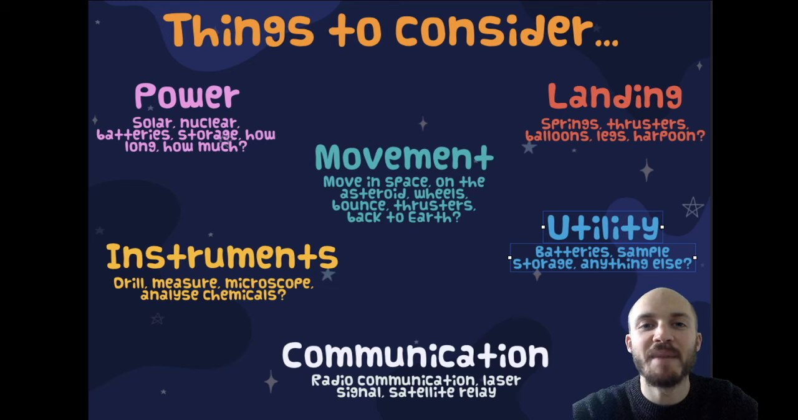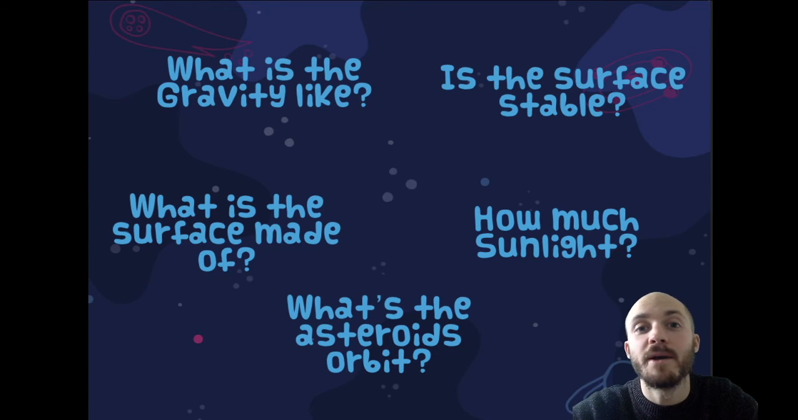We just want to see some amazing designs of spacecraft, but these are the kind of things that you should be thinking about. There's also some questions you might want to think about before you start designing your lander. For example, what's the gravity like? That might affect how you design the landing part of your spacecraft.